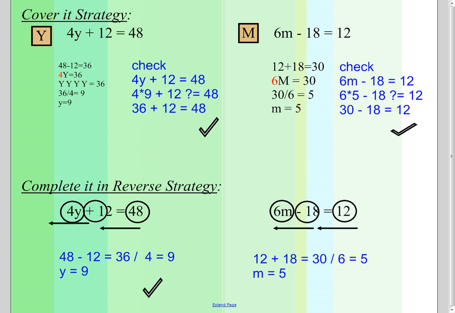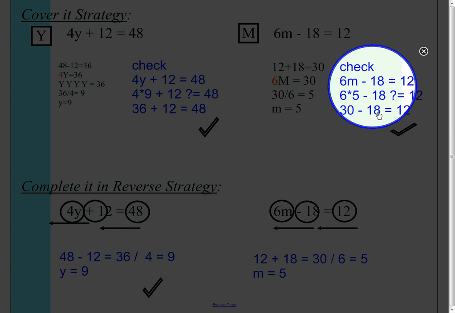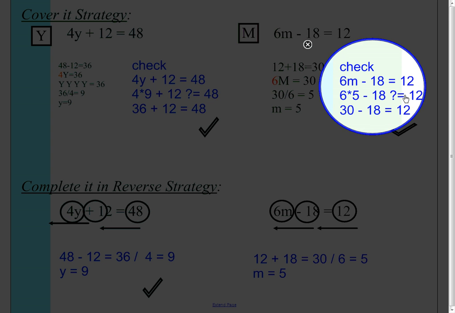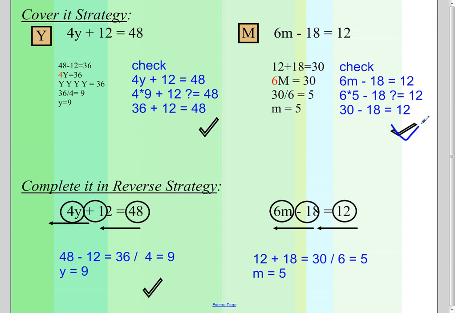Again, we have checked this one already. We checked it right up here. We see that m does equal 5 and that it checked off, so I know that m equals 5. And those are the two strategies for solving the two-step equation.